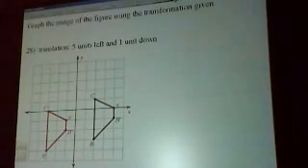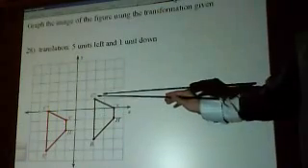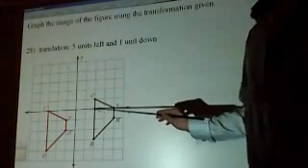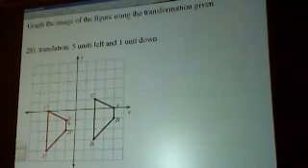Let's look at the next one, all right? This is a translation, 5 units left and 1 unit down. So move everything 5 to the left and 1 down. And that's the way these problems go. They're pretty straightforward. In case you forget how to do them, that's how you do them, all right? They're not really that tough.